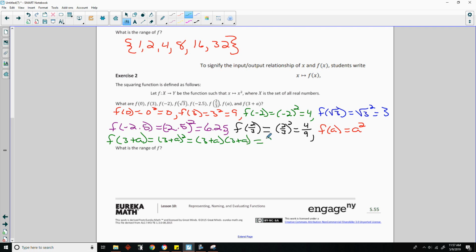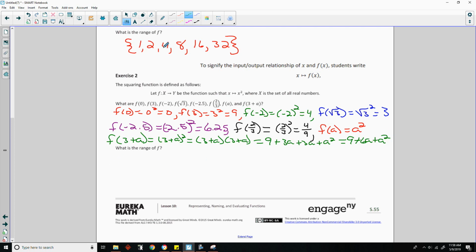So 3 times 3 is 9. 3 times a is 3a, plus a times 3, which is also 3a, plus a times a, which is a squared. So this simplified is going to equal 9. Combining like terms, our two middle terms always get added together. 6a, they're always like terms, plus a squared. So f of 3 plus a is not 9 plus a squared. It's 9 plus 6a plus a squared.